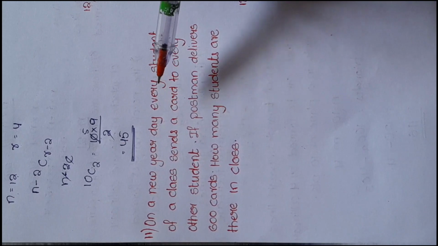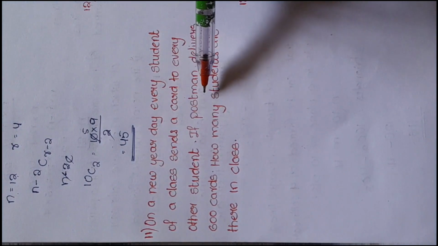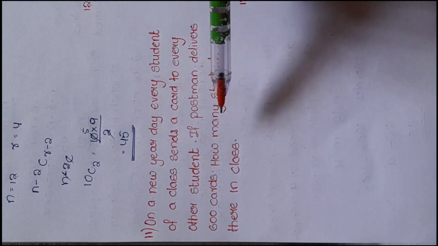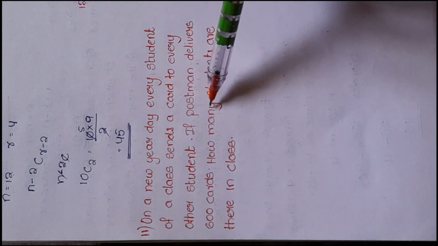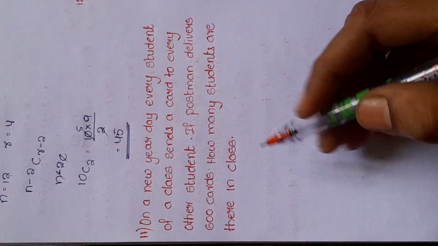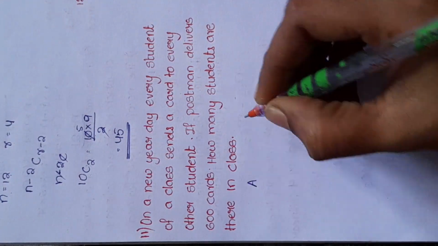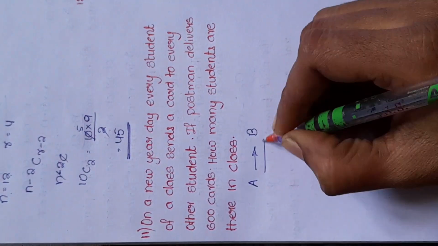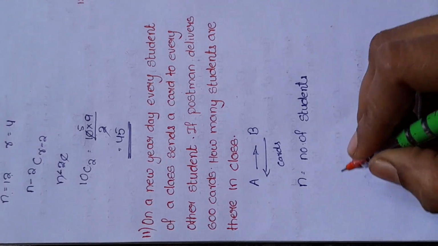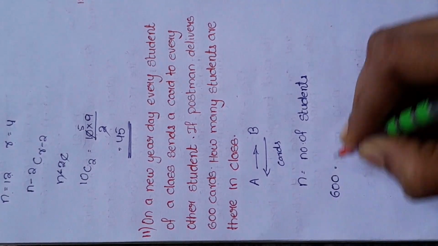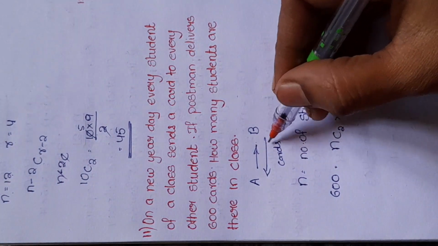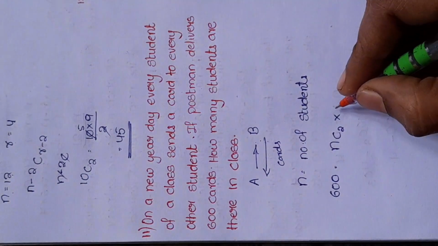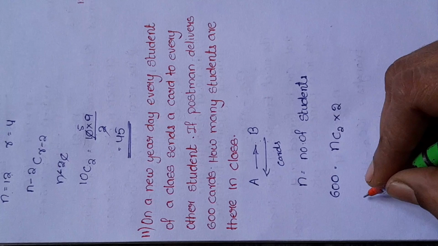11th question, on a New Year day, every student of a class sends a card to every other student. If the postman delivers 600 cards, how many students are there in the class? This question is similar to the handshakes question. There one handshake is between 2 persons, but here if A sends a card to B, then B also sends a card to A. So the number of cards 600 is equal to nC2 into 2, since both students exchange cards. Here we should find the n value.